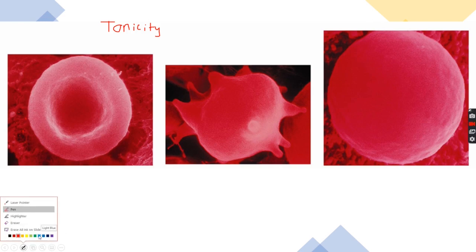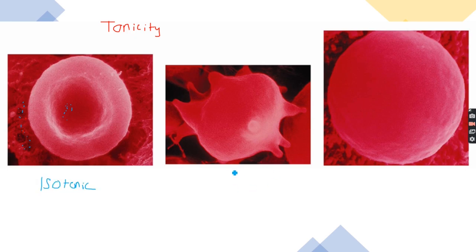Let's do it in light blue. So if you had the same number of osmotically active particles outside the cell as inside the cell, what would happen? Well, there'll be no net movement of water, right? So this is what we call an isotonic solution.